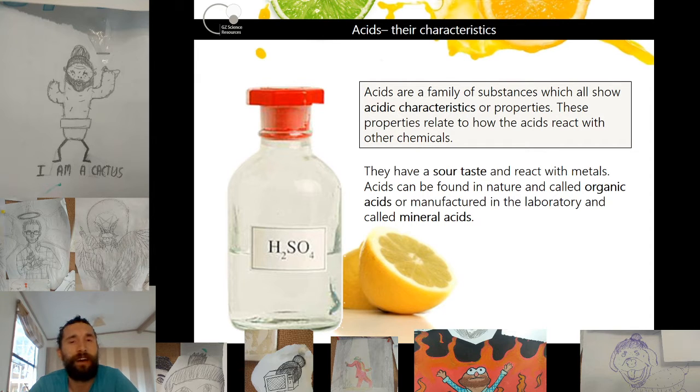We're going to be starting something a little bit new today. We've been looking at chemistry, atomic science, and today we're going to be moving on to acids and bases. Acids and bases is obviously a part of chemistry, but it's a more specific part. So firstly, we're going to be looking at acids.